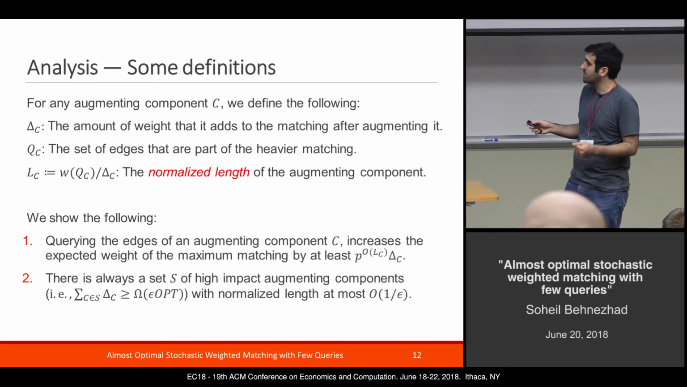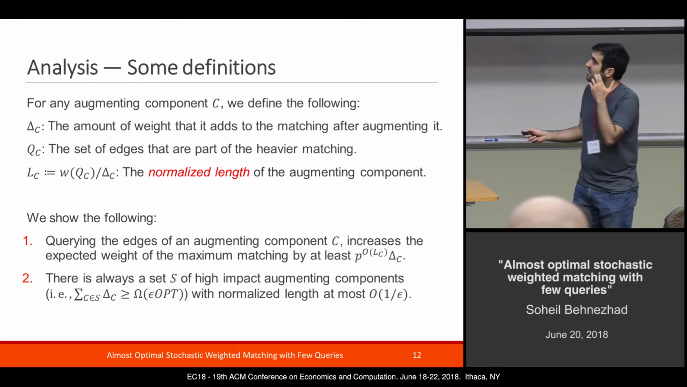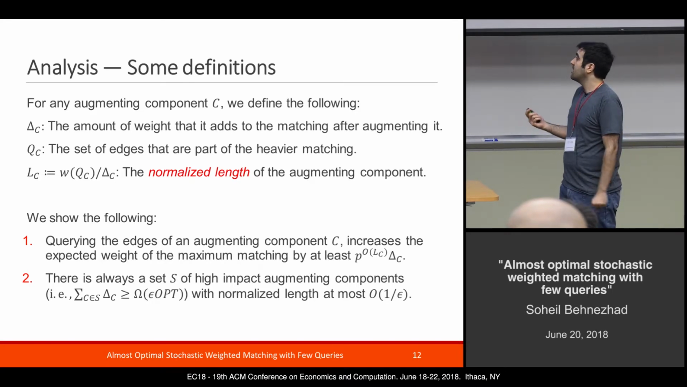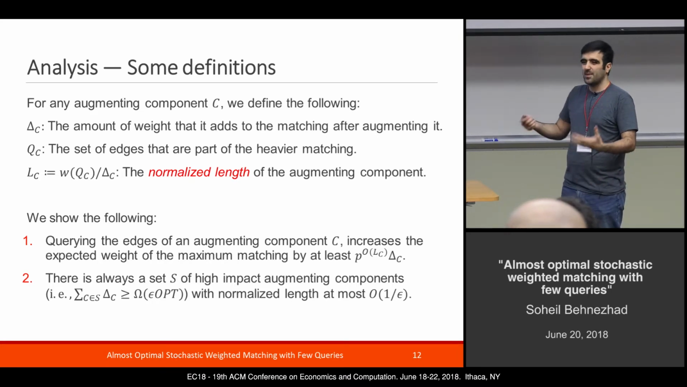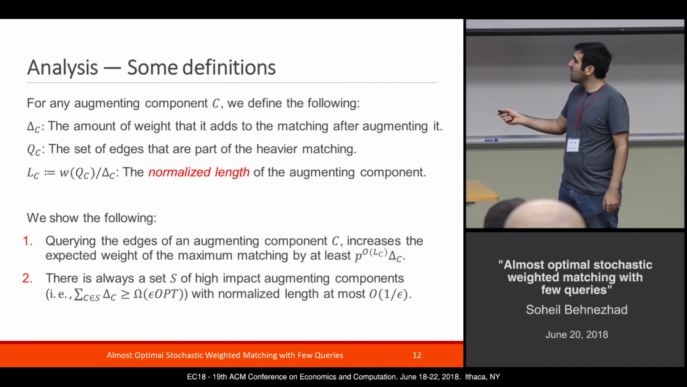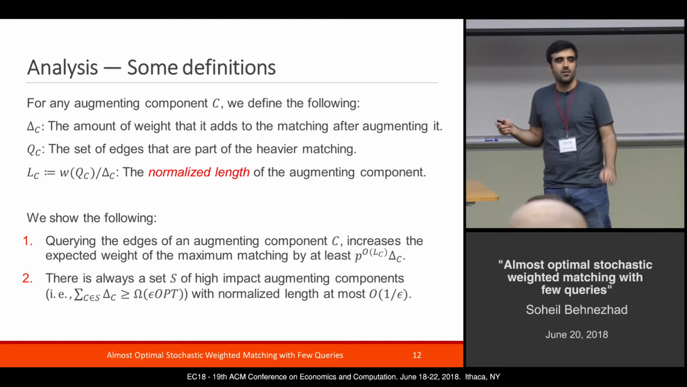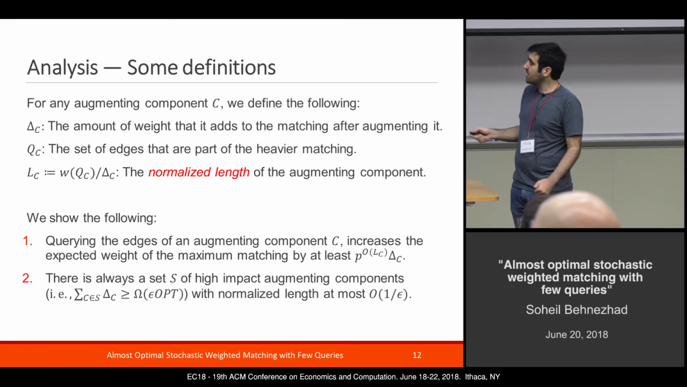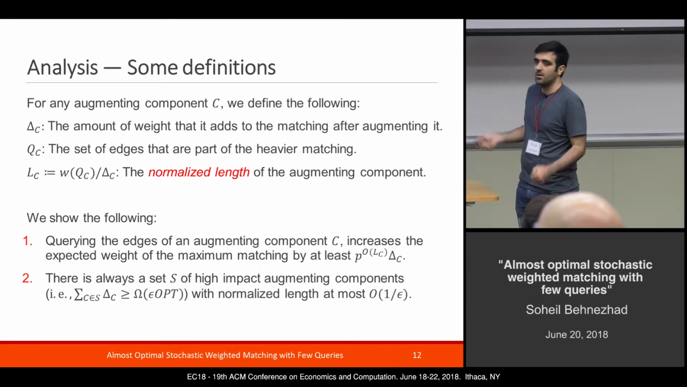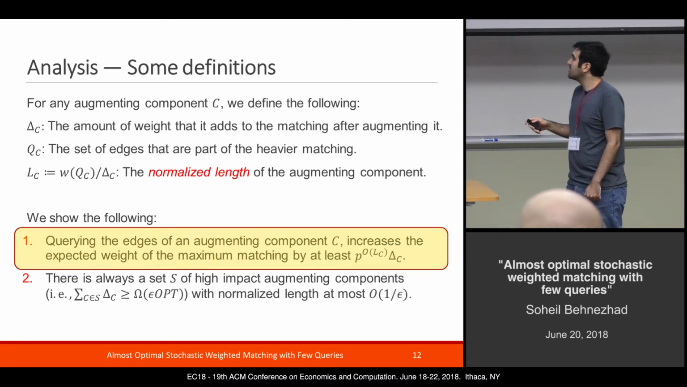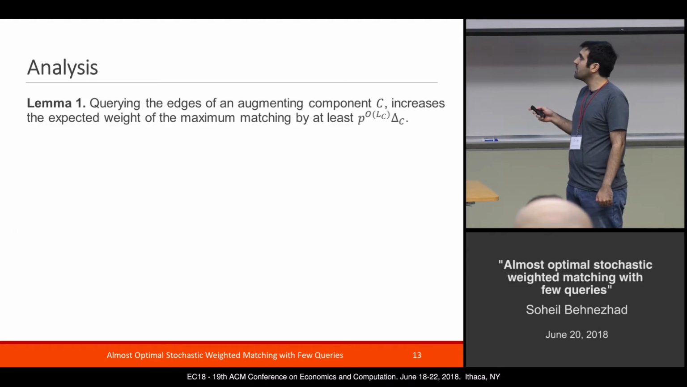And we show 2 properties. First, that querying the edges of an augmenting component C increases the weight of the maximum matching in expectation by at least p to the normalized length of that augmenting component times its delta. And there's always a set of augmenting components that have a small normalized length, right? So this generalizes that to the weighted graphs.